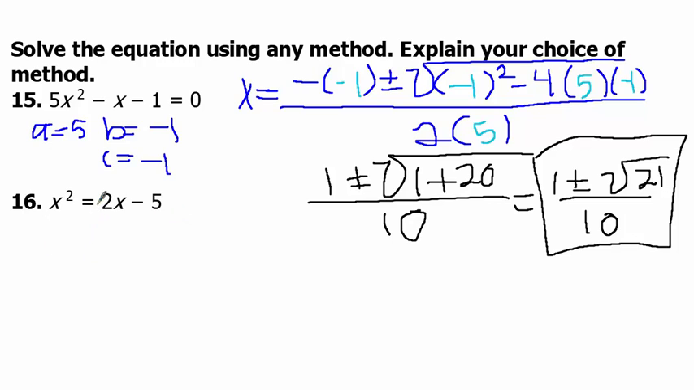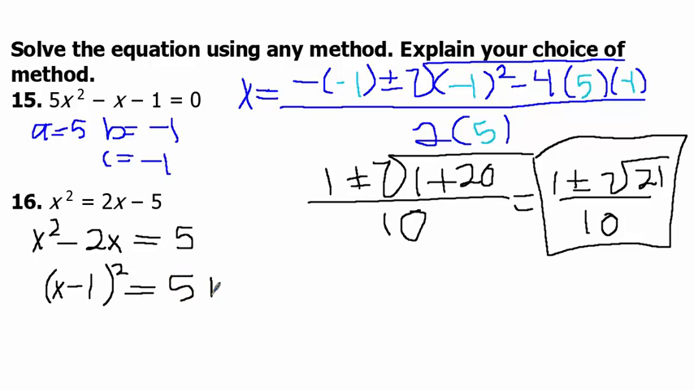Problem number 16. If I move the 2x to the other side, a is 1, b is even. So now I'm going to complete the square. So x minus half of b, half of b squared becomes 5 plus 1. So this becomes 6. Square root of 6 is positive or negative, and x minus 1. I'm going to add 1 to both sides, and I end up with 1 plus or minus the square root of 6.